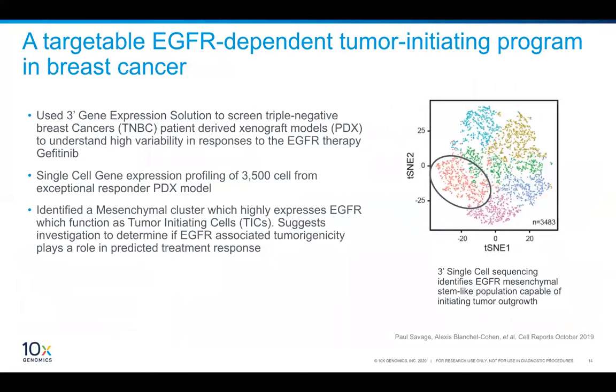Here's an example published in Cell Reports in 2019 by researchers at McGill University in Canada. So the authors studied responses to a drug targeting the epidermal growth factor receptor, or EGFR, that is used to treat certain cancers, including breast, lung, and other cancer types. Here, they screened a triple-negative breast cancer patient-derived responder human and mouse xenograft using our 10x single-cell 3' gene expression solution. They generated single-cell suspensions by mechanical and enzymatic dissociation of the tissues using GentleMACS.